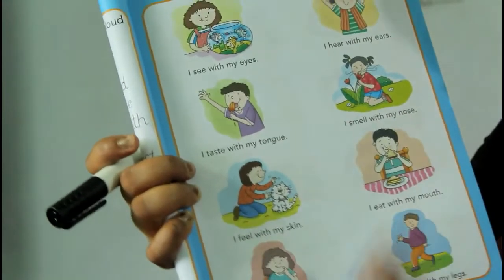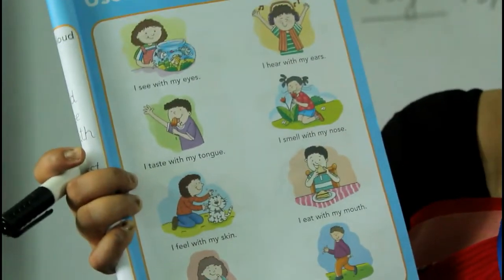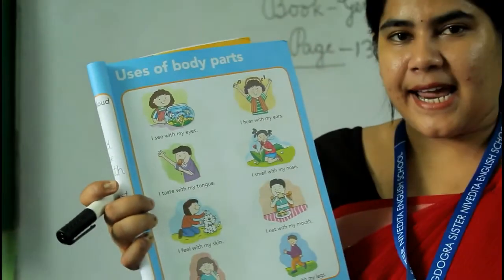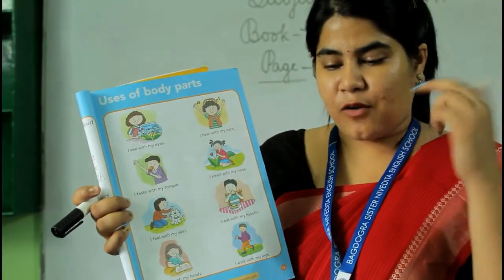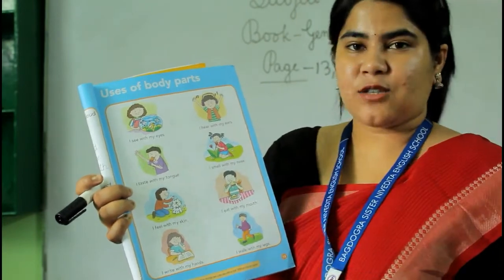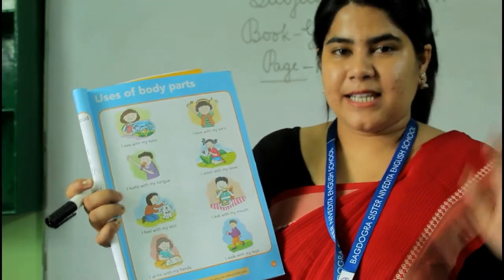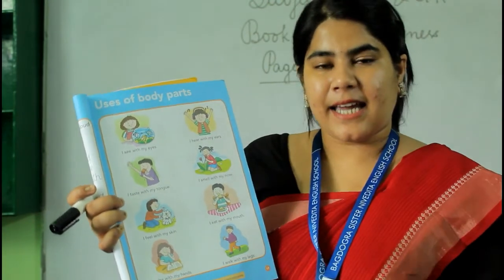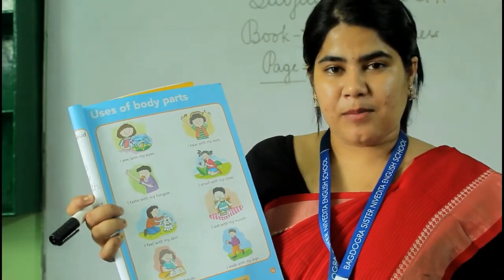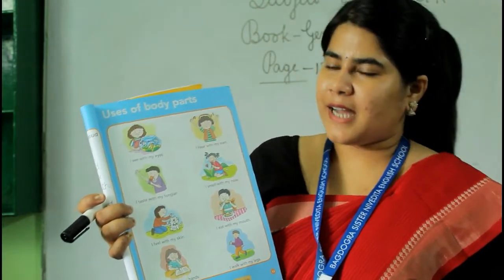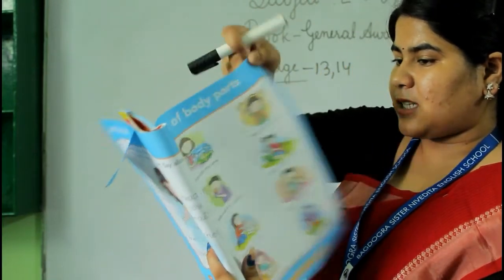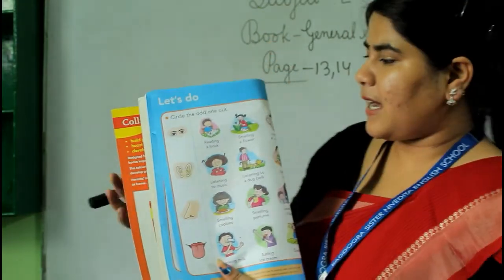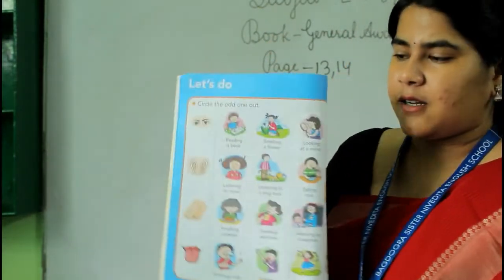So here in this page, what we have seen, uses of body parts in different functions like legs for walking, eyes for reading, and hands for writing, ears for listening, right? So what you will do, you will read these sentences again. You can take the help of your mama or papa also, alright? So now turn the page. It's page number 14, alright? Let's do it.